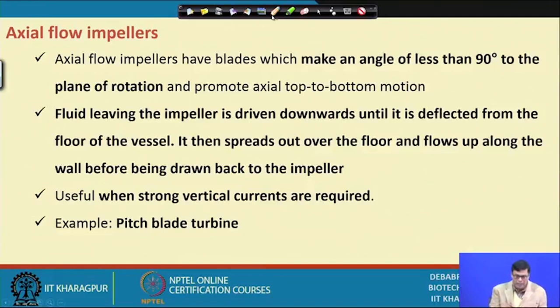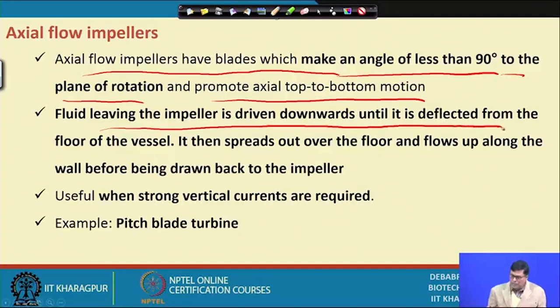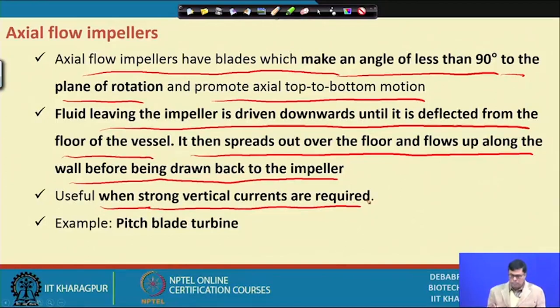Now let us do a little more analysis. The axial flow impeller has blades which make an angle of less than 90 degrees to the plane of rotation and promote axial, top to bottom motion. Fluid leaving the impeller is driven downward until it is deflected from the floor of the vessel, then spreads over the floor and flows up along the wall before being drawn back to the impeller. I have shown you this. This is useful when strong vertical currents are required. The example is the pitched blade turbine.